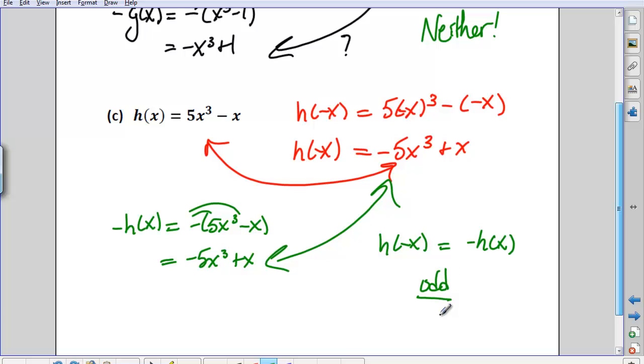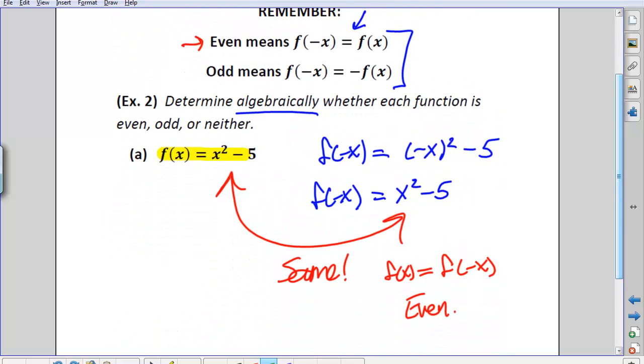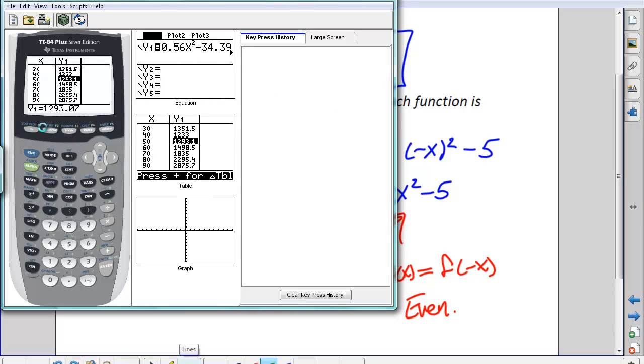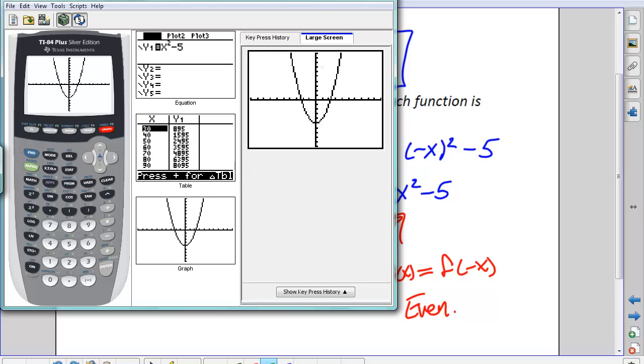Okay, so that's how you can determine algebraically whether it's even, odd, or neither. I do want you to know that you can also, again, look at the symmetries of the graphs. Just real quick to demonstrate that, I'm going to graph x squared minus 5. And you'll see there's that parabola shape. Isn't that symmetric with respect to the y-axis? Okay, we see that. Again, doesn't that mean that it's even if it's got that y-axis symmetry?